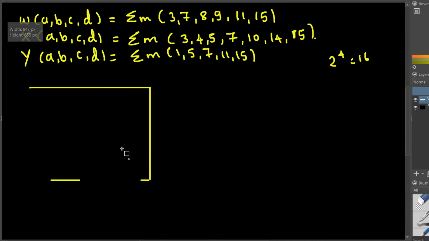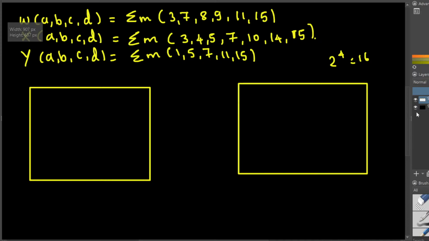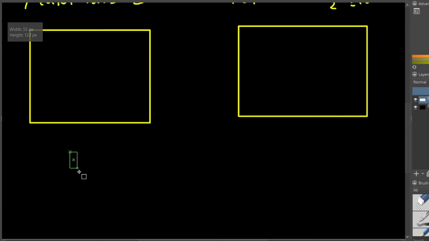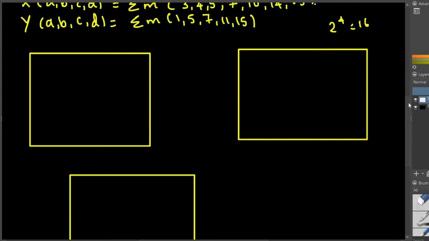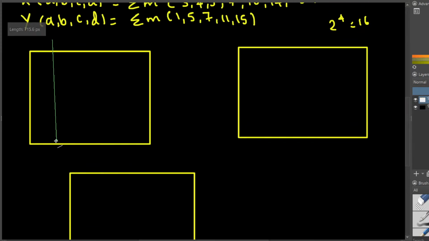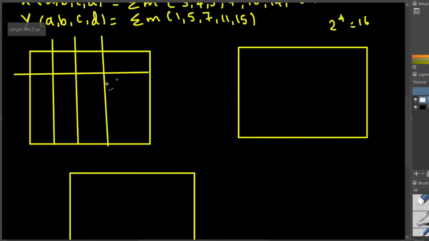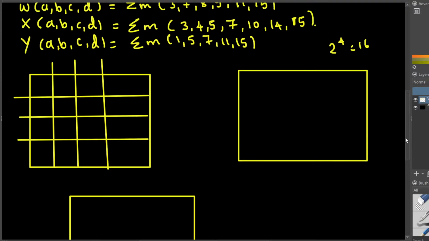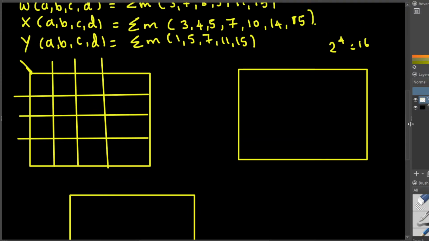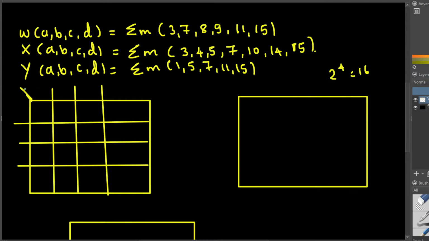So 1 for the W, 1 for the X, 1 for the Y. Okay, let's do the W first. Here we have variables A, B, C, D. Let's put this right here: A, B here, and then C, D right here. And then this is 0, 0, 0, 1, 1, 1, 1, 0, 0, 0, 0, 1, 1, 1, 1, 0.